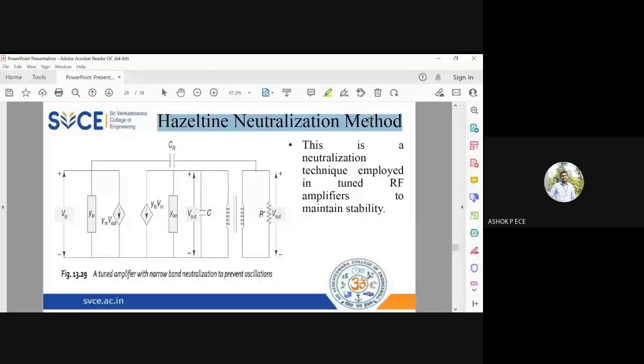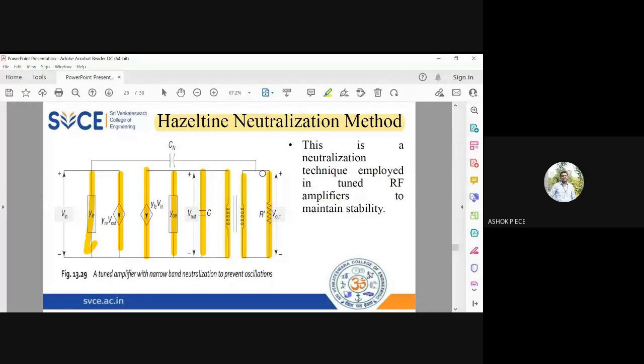Neutralization. Okay, the first method is Hazeltine neutralization. In Hazeltine neutralization, as you can see in the diagram, I'm going to have the conventional Y parameter circuit only. You see these four components will come by default. At the output side, you have capacitance, inductance, and then load resistor.